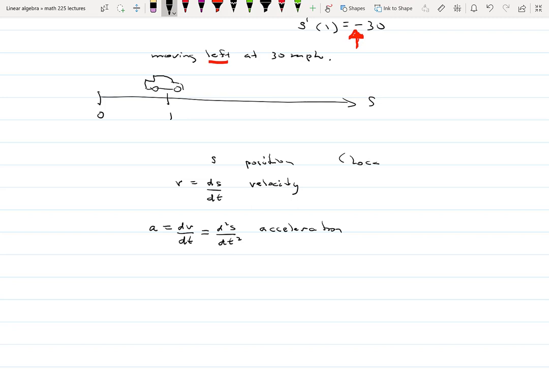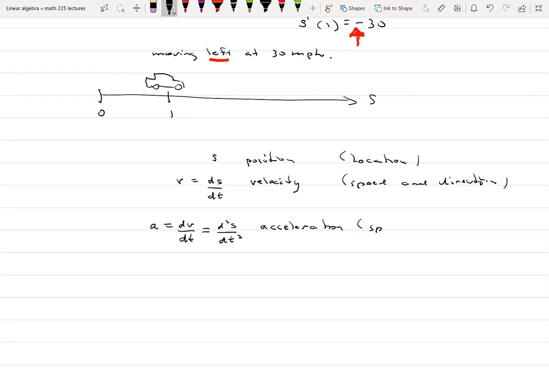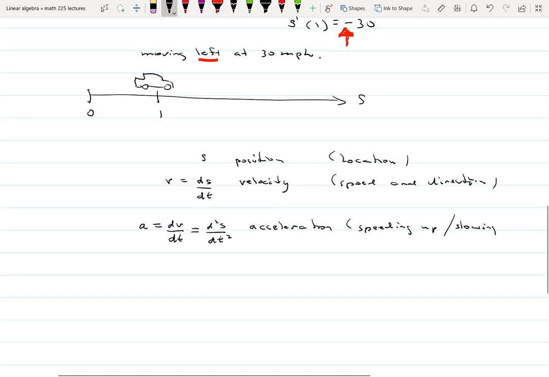Position, by position we mean location. By velocity we mean speed and direction. So what do we mean by acceleration? We mean speeding up or slowing down.